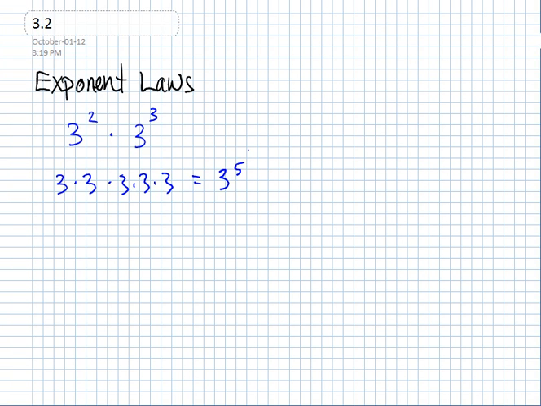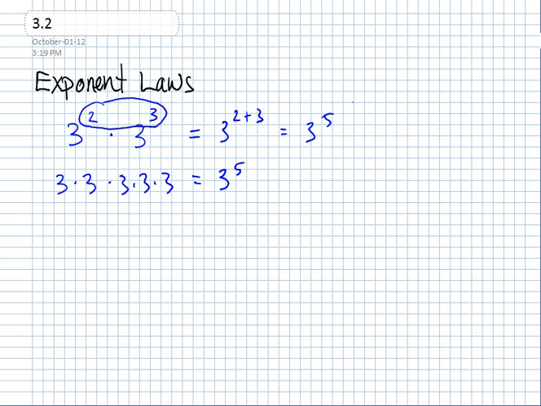Okay, and hopefully you can see that if I were to just do it in one step, if I'm multiplying powers, so long as they have the same base, I can just keep the base the same and add the exponents. So 2 plus 3, in other words, 3 to the power of 5. Okay? And you can even confirm it on your calculator. If you go 3 squared times 3 to the power of 3, it'll be 3 to the power of 5. Well, it'll give you some massive number, but it'll be 3 to the power of 5.